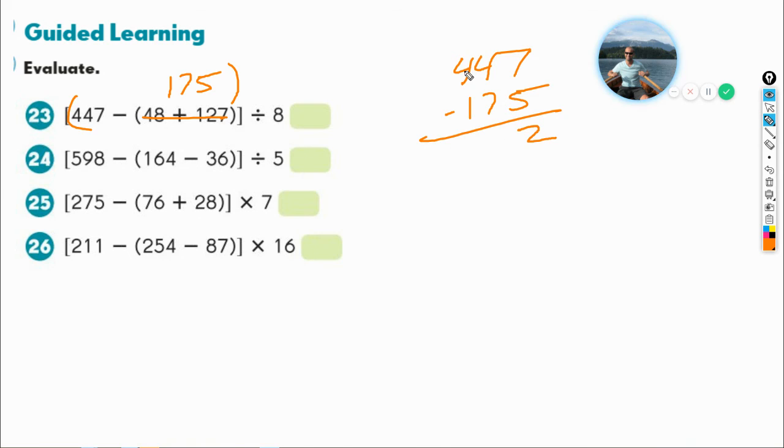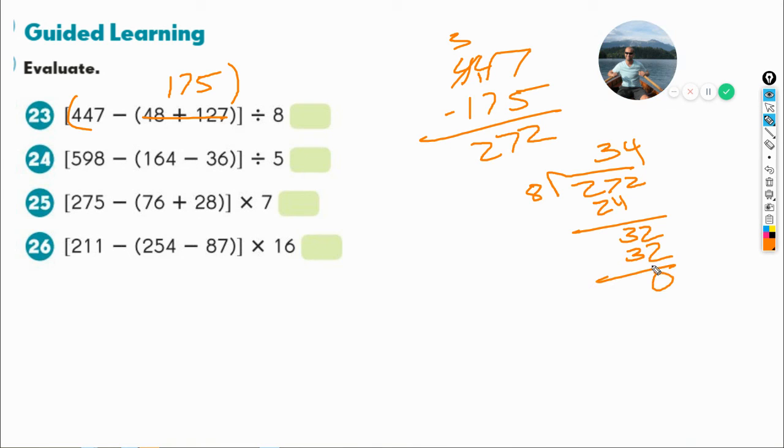2, 4, 3, 2 minus 7 is 7. 172. Then I've got to divide that by 8 yet. 3 times 8 is 24. 8 goes into 32 4 times. 34. I'm going to pause and let you do the rest.